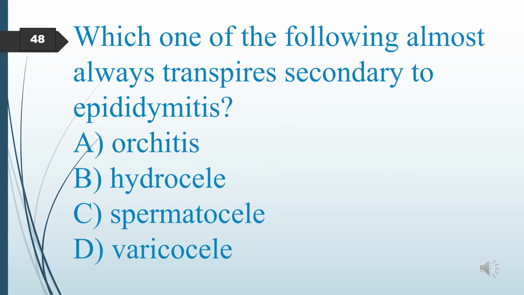Which one of the following almost always transpires secondary to epididymitis? A. Orchitis. B. Hydrocele. C. Spermatocele. D. Varicocele. The answer is A. Orchitis.